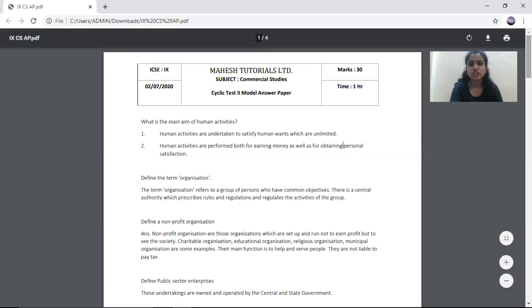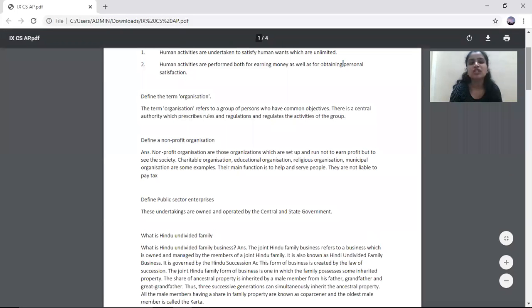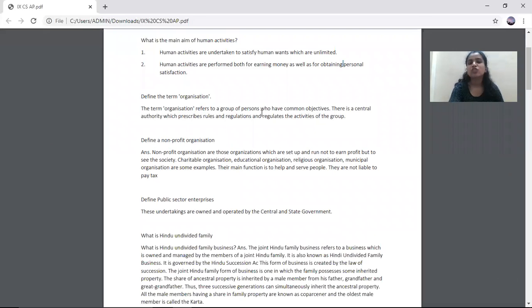Moving on to the next question, define the term organization. Now students, the term organization has to be defined, and therefore you will write the answer in exactly the words that are given in your textbook. You will not write anything in your own words, so you do not frame anything in your own words. It has to be exactly how it's given in the textbook, right?